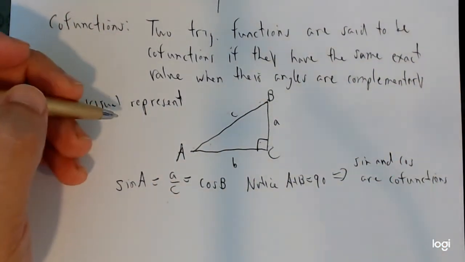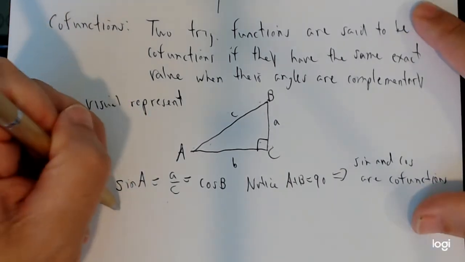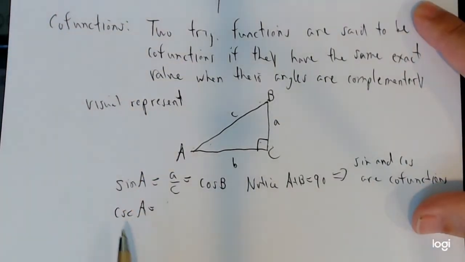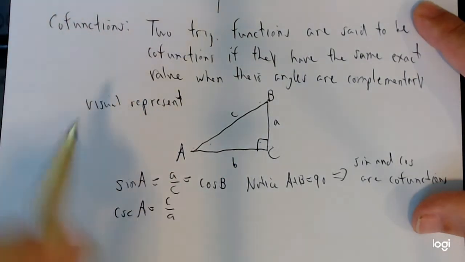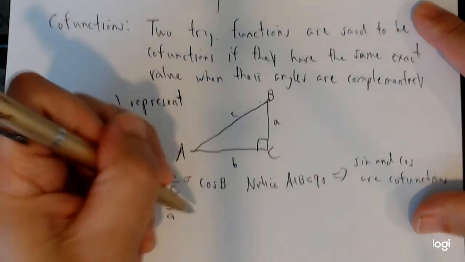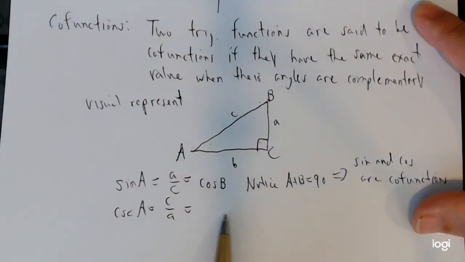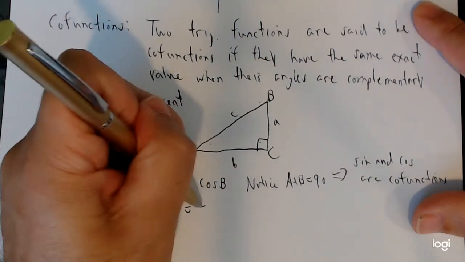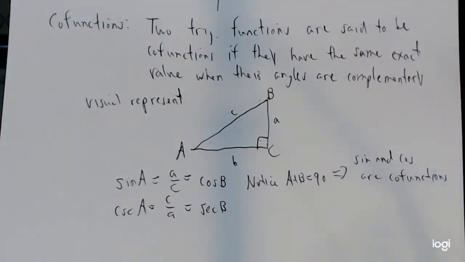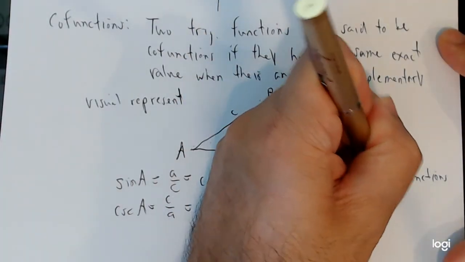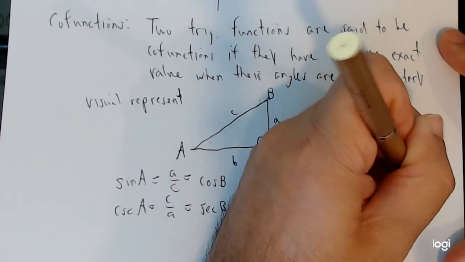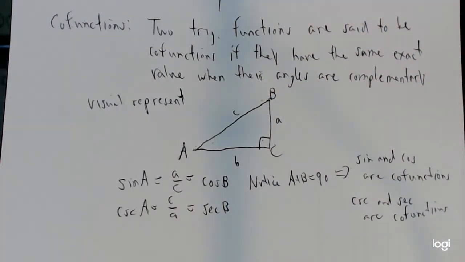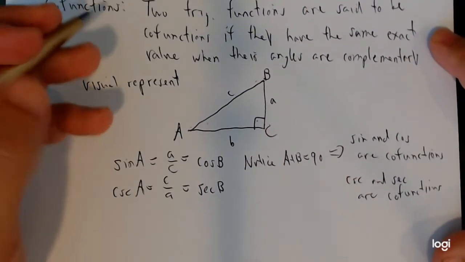Okay, now the next one would be what? So let's now just take another trig function. Let's call it cosecant of A, because this is easy. Cosecant is the reciprocal of sine. So obviously cosecant of A would be C over A, and what would also give me C over A? It would just be the reciprocal of cosine, so it would be secant of B. So that one I think we got for free as well. So we could also say that cosecant and secant are cofunctions. And there's only a pair of trig functions left, which I think by now you know, the other two.